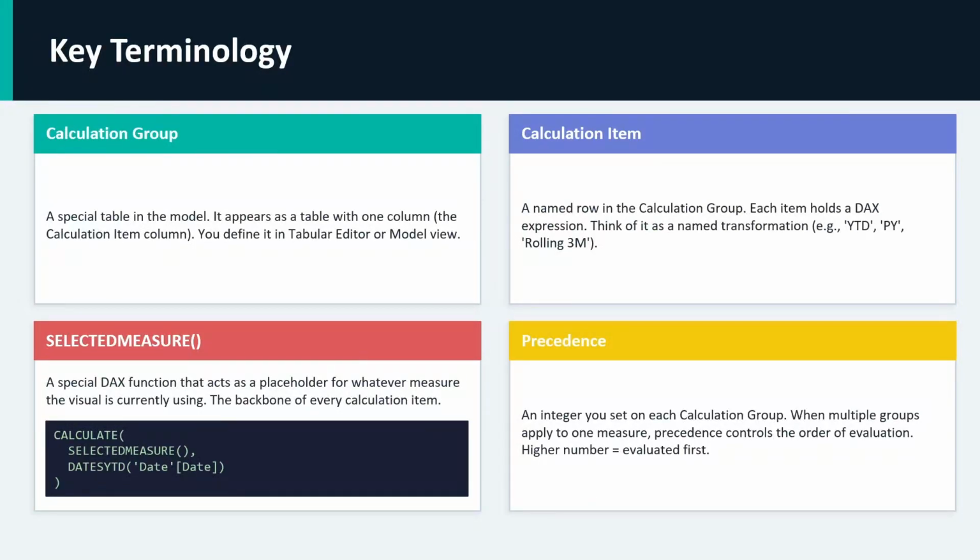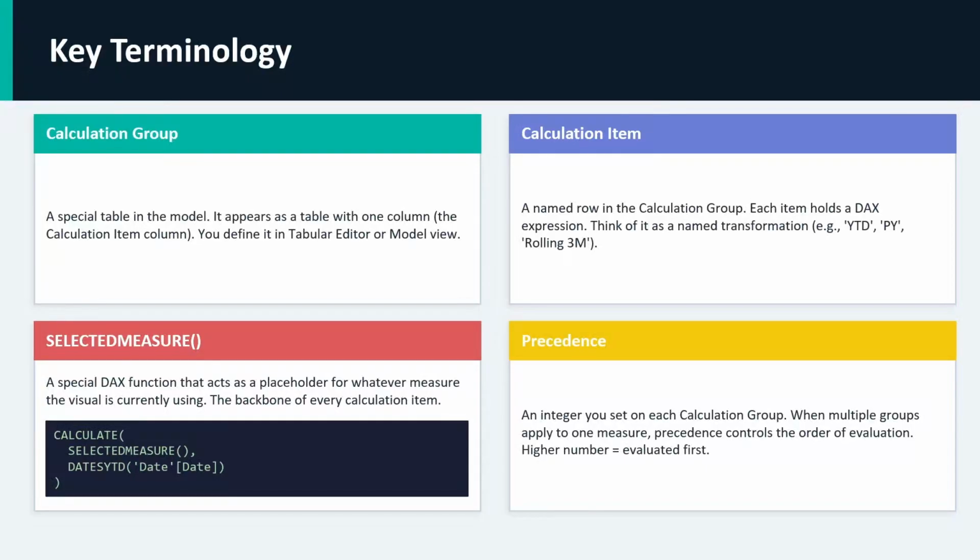It contains strings that we're going to see, like YTD, MTD, prior year, QTD, etc. Are we following? That is the calculation group. The second terminology is the calculation item. These calculation items are the rows we have in the calculation group. Each has the name that you, the user, would see in the slicer. And there is also a DAX expression, which is what we run behind the scenes.